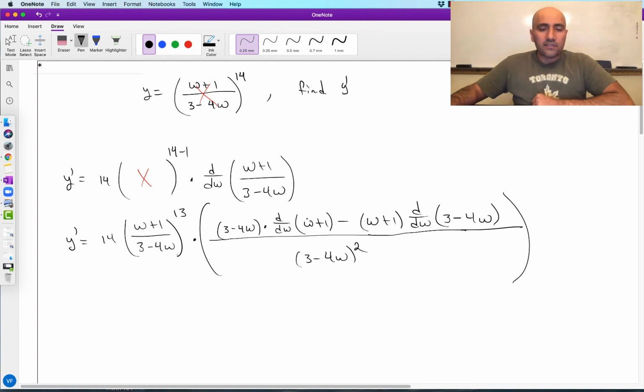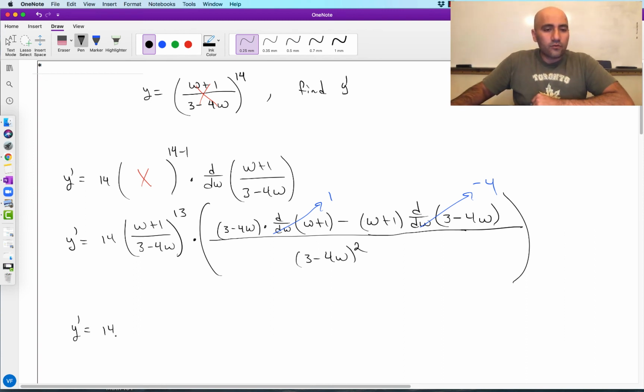Okay, now this is a simple derivative, no problem. Derivative with respect to w of this, that's just going to be 1, right? The derivative of 1 is 0. The derivative of w with respect to w is 1. And the derivative of the bottom, the derivative of 3 is 0. The derivative of minus 4w, that's going to be just minus 4. So let's just copy all of that and simplify.